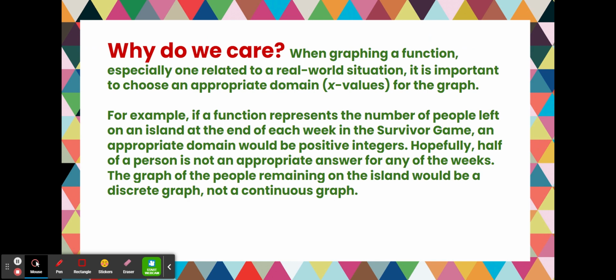Okay. Why do we care? When graphing a function, especially one related to a real world situation, it's important to choose an appropriate domain or x values for the graph. For example, if a function represents the number of people left on an island at the end of each week on the Survivor game, an appropriate domain would be positive integers, because you can't have negative people, right? Hopefully, half of a person is not an appropriate answer either for any of the weeks, so we wouldn't have like 1.5 people. The graph of the people remaining on the island would be a discrete graph, not a continuous graph. So it would look like a scatter plot.